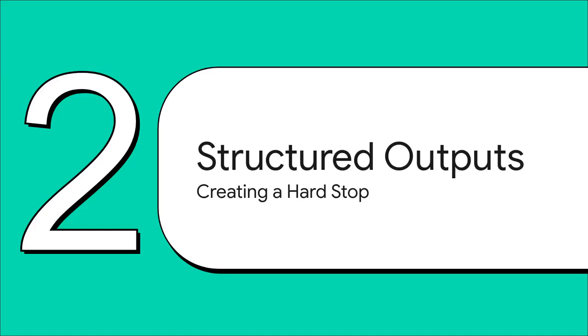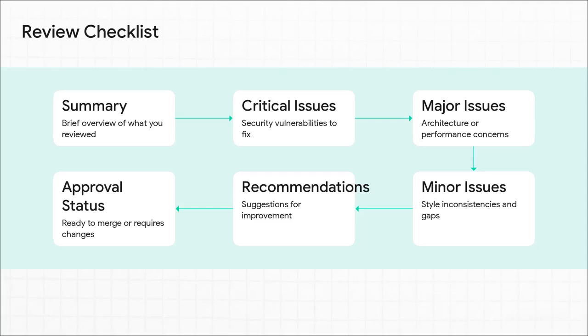Moving on to Section 2, Forcing Structured Outputs, Creating a Hard Stop. This is the single most important optimization you can make. If you don't lock this down, a subagent will wander forever, doing endless research and burning your token limits without returning anything useful. You fix this by putting a strict output format right in the body of the markdown file.